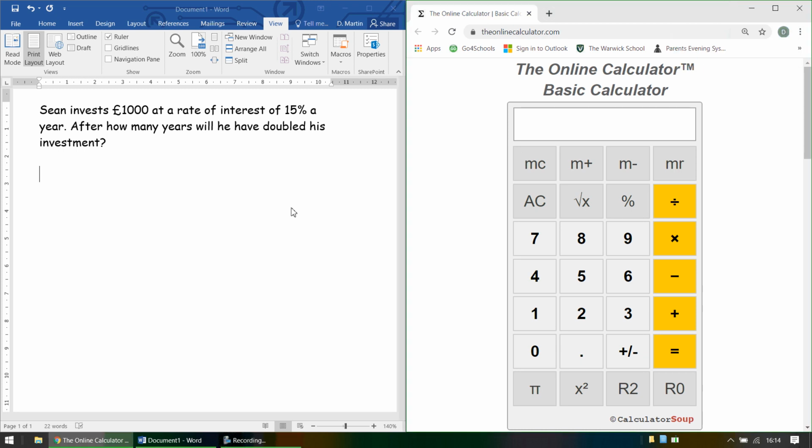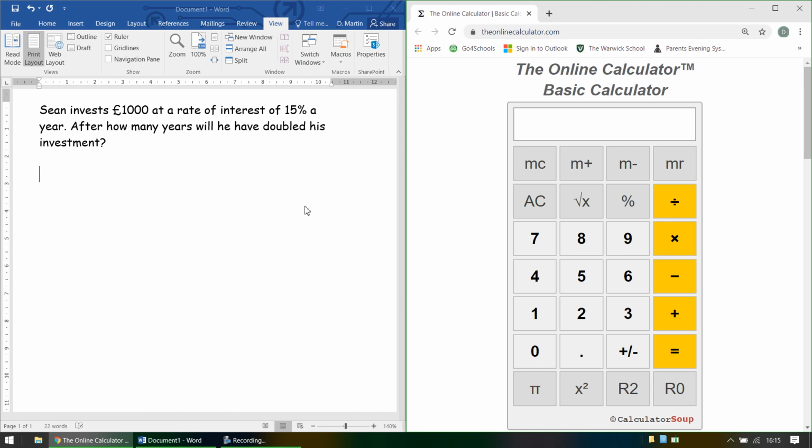So with this one, we're going to look at one of the types of questions that people struggled with in the last piece of work last week. This time, instead of a question where we're given the initial amount and the rate and asked to find out how much we have after a period of time, we're given the initial amount and a rate, and we're told how much we need to have, but we're not told how much time.